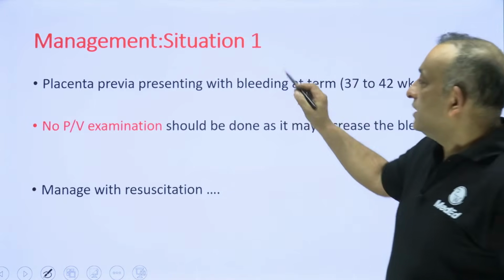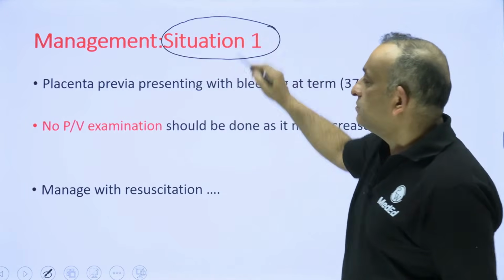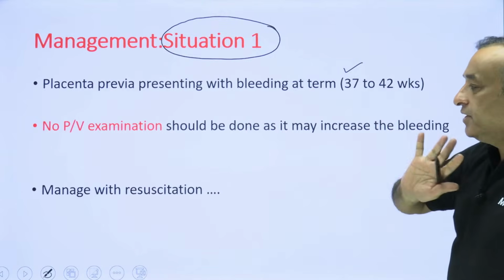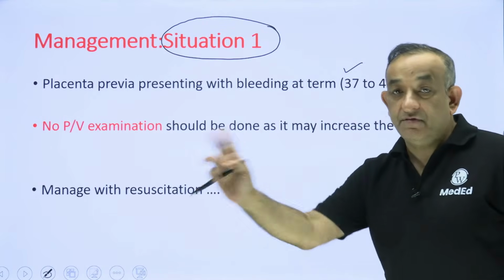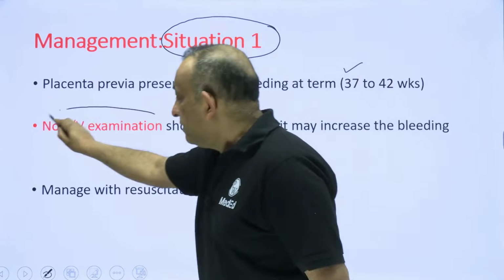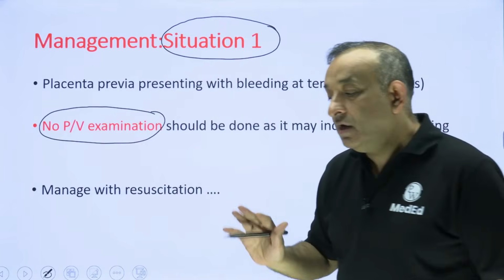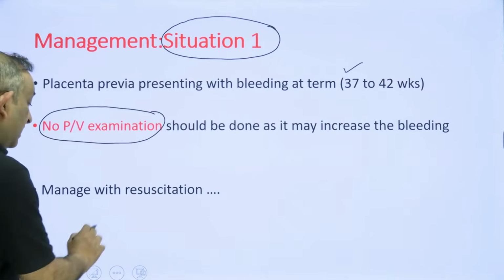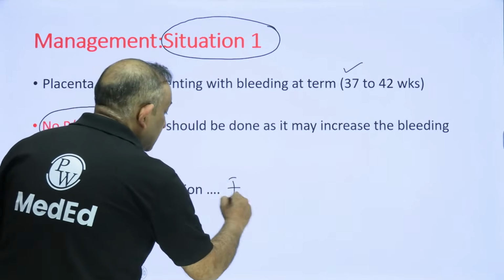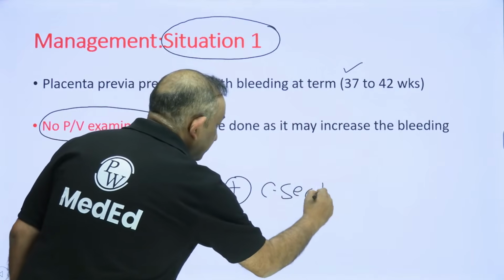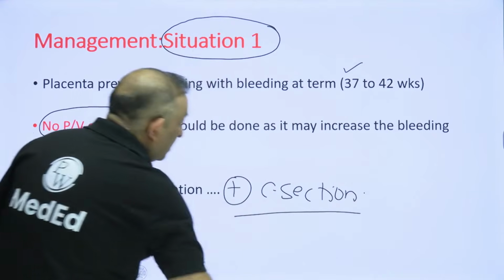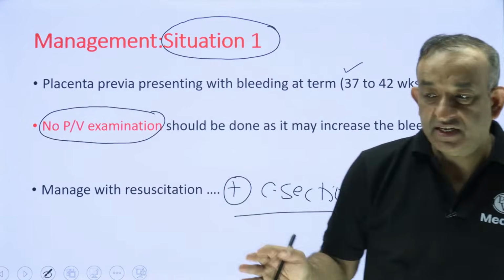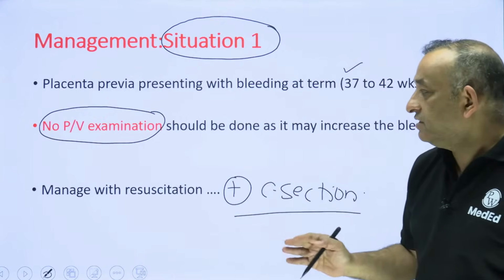Now situation one, I'm telling you 3 situations of placenta previa. Placenta previa presenting with bleeding at term, 37 to 42 weeks. Please don't do PV examination. She's already bleeding. PV will cause more bleeding. So never do a PV examination. MCQ and solid, this Viva question for you. It may increase the bleeding, and manage with resuscitation plus cesarean section. So we'll just tell you the basics of placenta previa and abruption for this class today. So placenta previa, cesarean section at term after resuscitation.